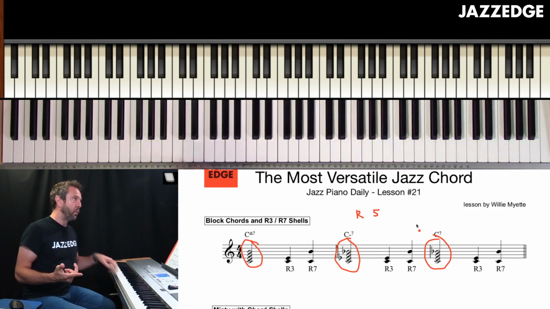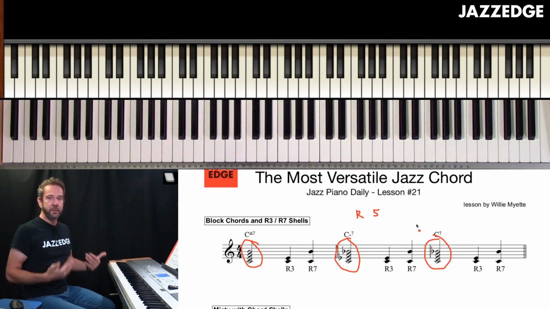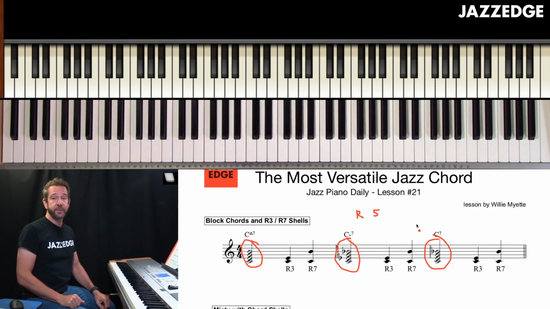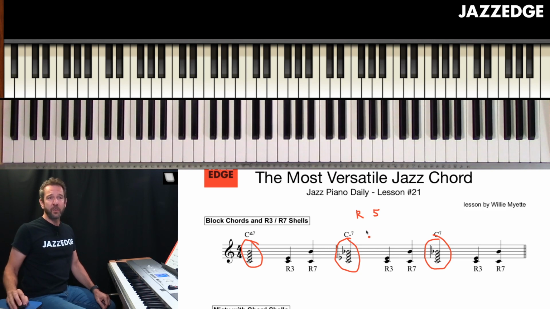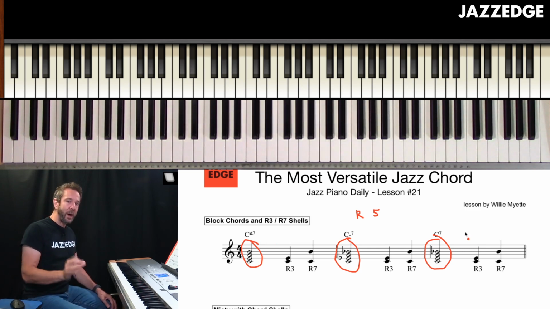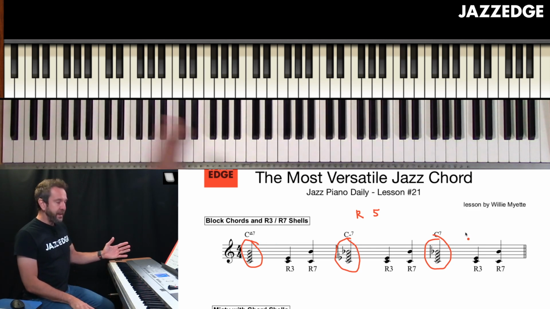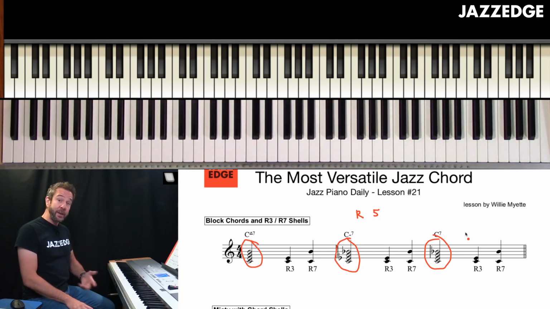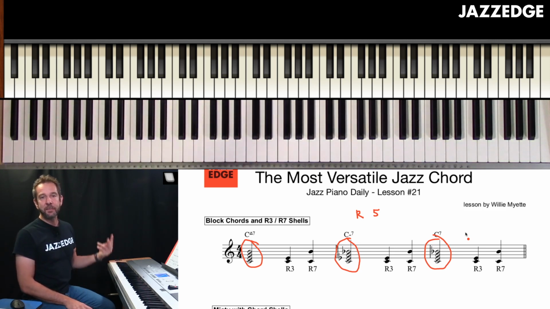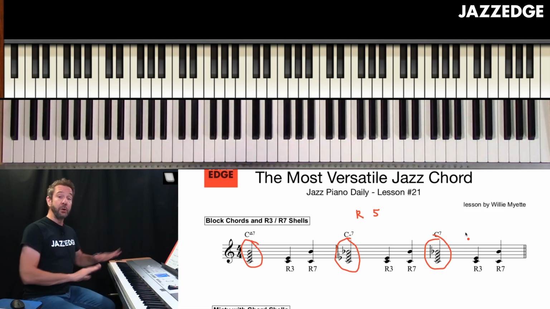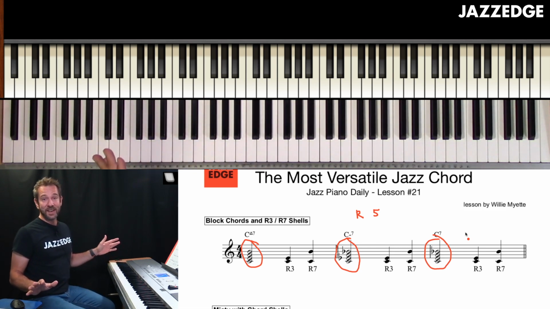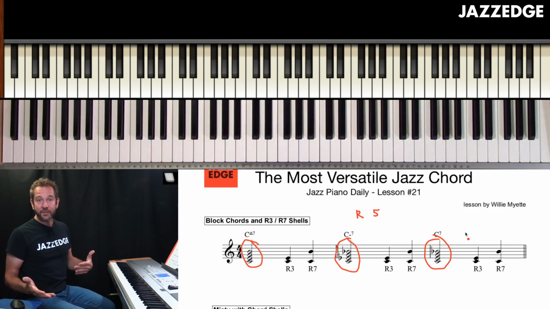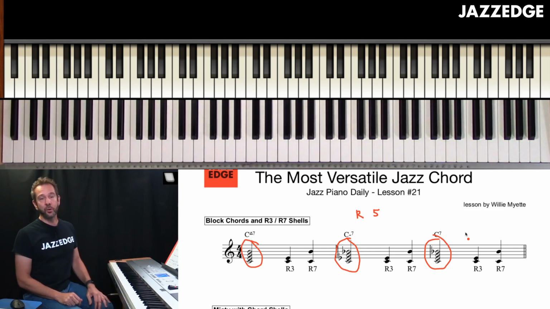Now when we have the root and the 5th being the same in all three of these different qualities of chords, and by the way, when I say quality of chord, I mean is it major, is it minor, is it dominant, we have three different qualities of chord, and yet we have these two notes that are the same in all three. Those are the notes that we can leave out. So the root and the 5th, we don't really need to have in our chords.